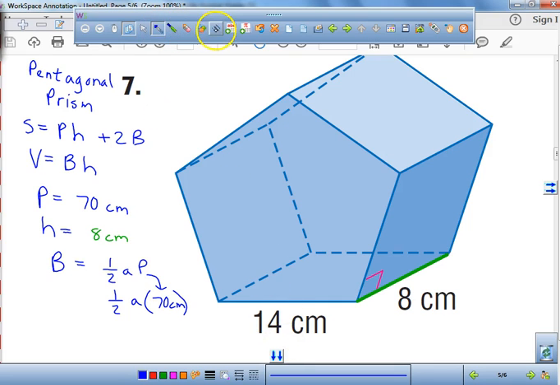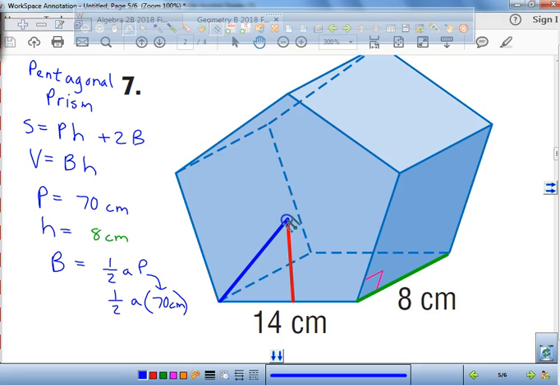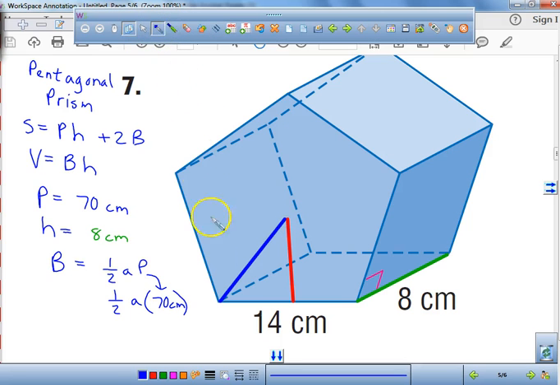Now, what is the apothem? I'm going to do it in red. The apothem goes from the middle of the side straight to the center of the pentagon. So I'm just going to pretend that's the center. Okay? So we're going to look at a little triangle right here. So what is this distance going to be right in here? That's got to be 7. Good. 7.